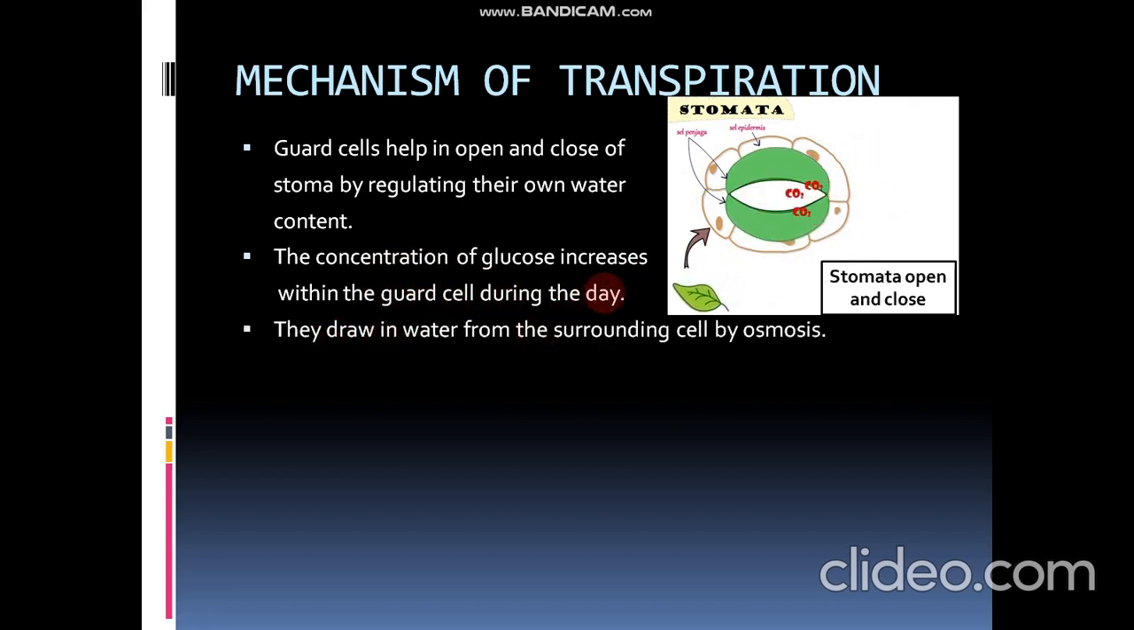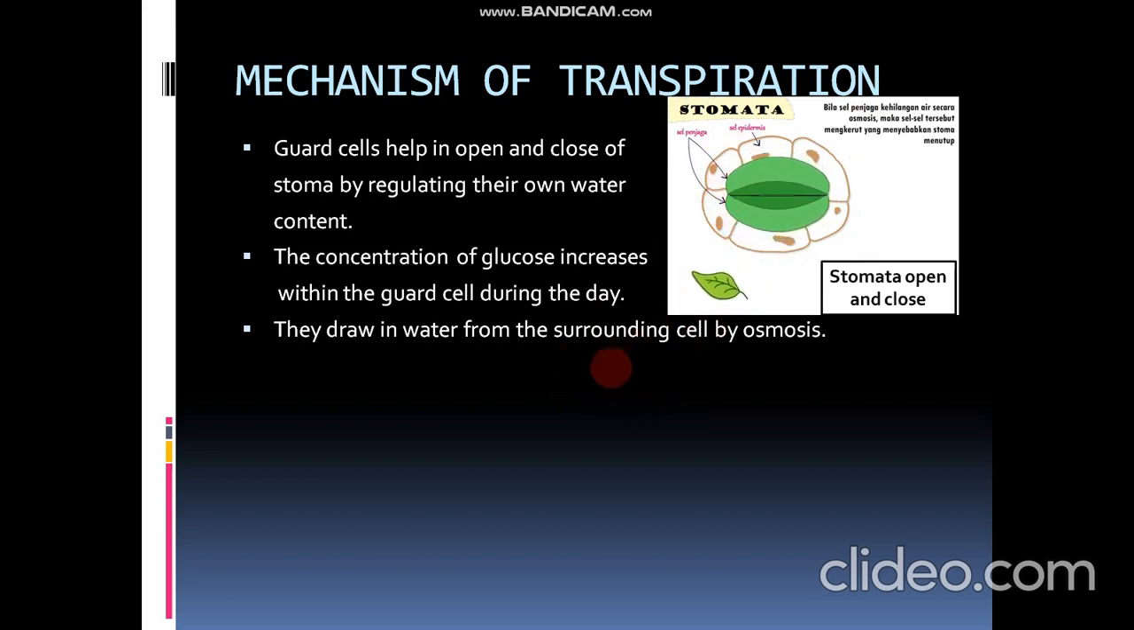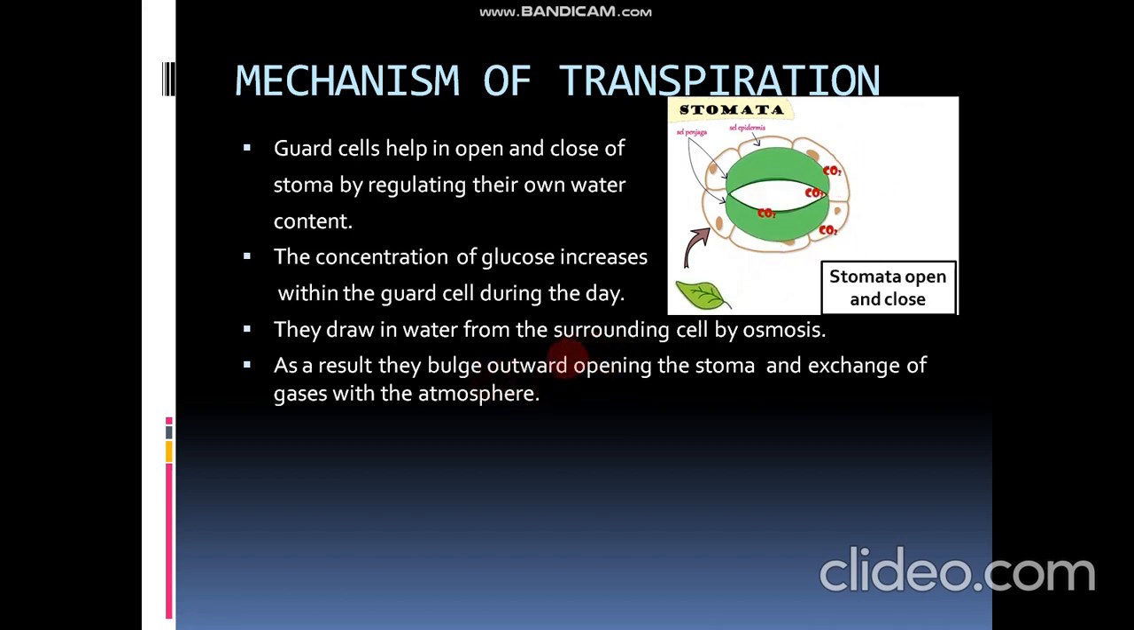The guard cell will absorb water from the surrounding cell by osmosis. What is the surrounding cell? Subsidiary cell. This cell is called a subsidiary cell, and these cells allow water to move inside and transpiration happens. As a result, they bulge outward, opening the stomata for exchange of gases with the atmosphere. So what happens? Exchanging gases.